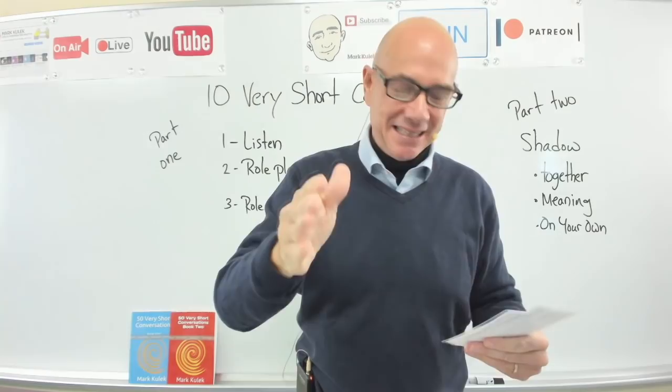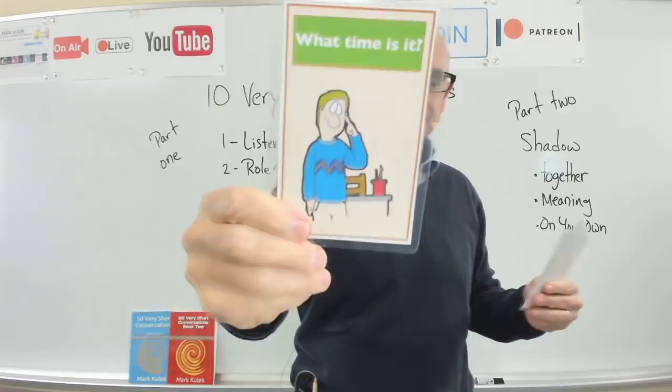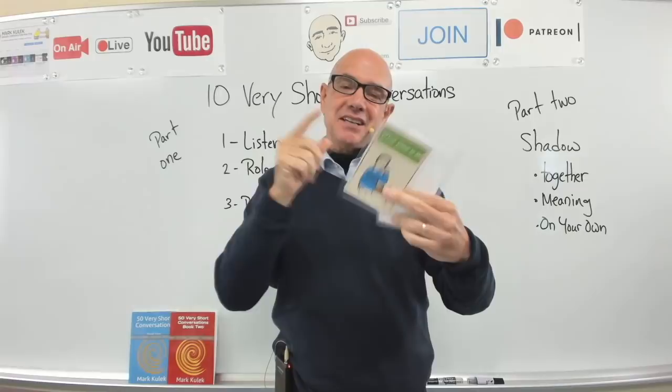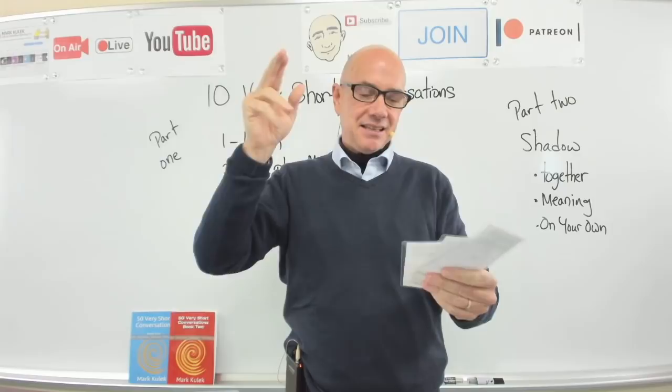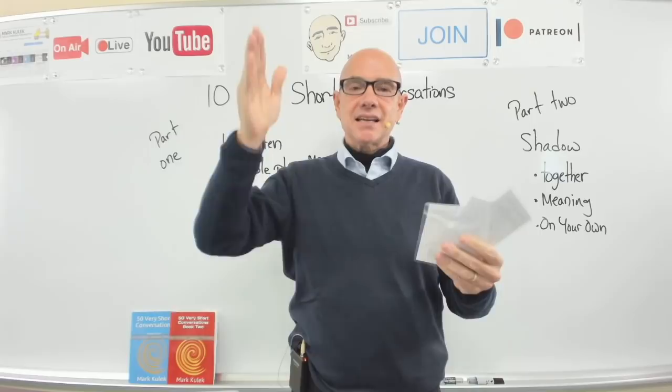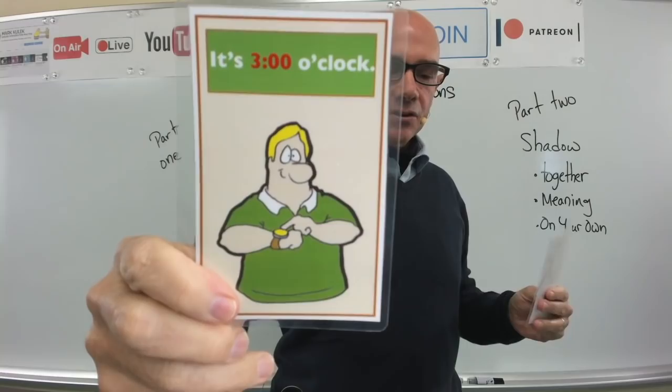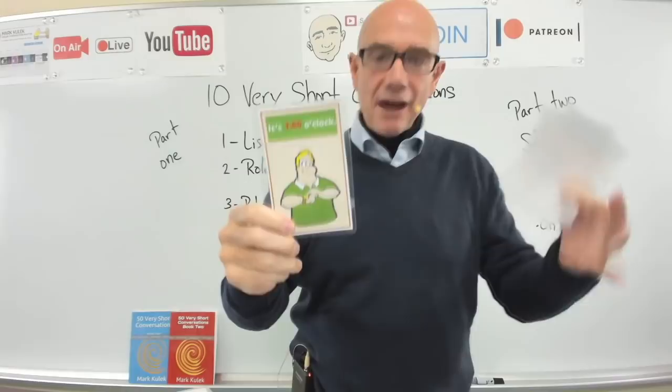What time is it? So the person doesn't have a watch, doesn't have a clock, doesn't have a smartphone. So this person is asking about the time. And then the next one, it's 3 o'clock. So he is telling the time to this person, right? So this person's asking, what time is it? And this person is being friendly by giving him the answer. Okay, here we go.